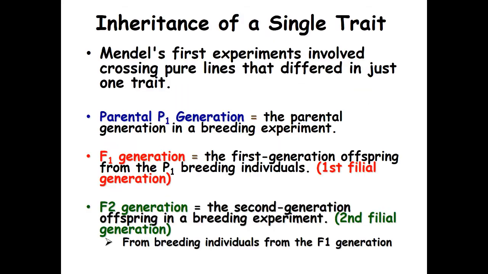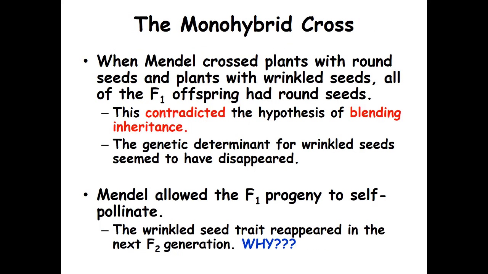Let's talk about monohybrid crosses. His first experiment involved crossing pure lines, which means purebred. Pure lines and purebred are the same thing. So these are some terminology you need to know. P1 means the parental generation. F1 is the generation after P1. And then of course F2 is the one from F1. You need to know all these terms.